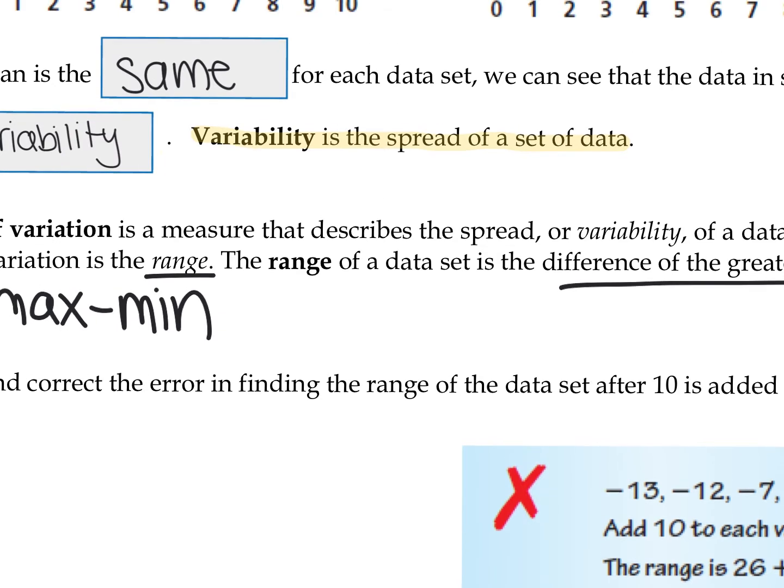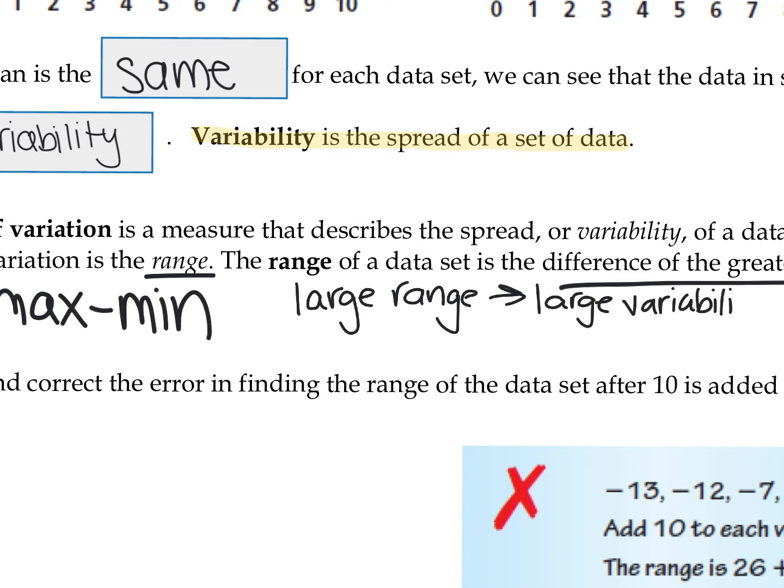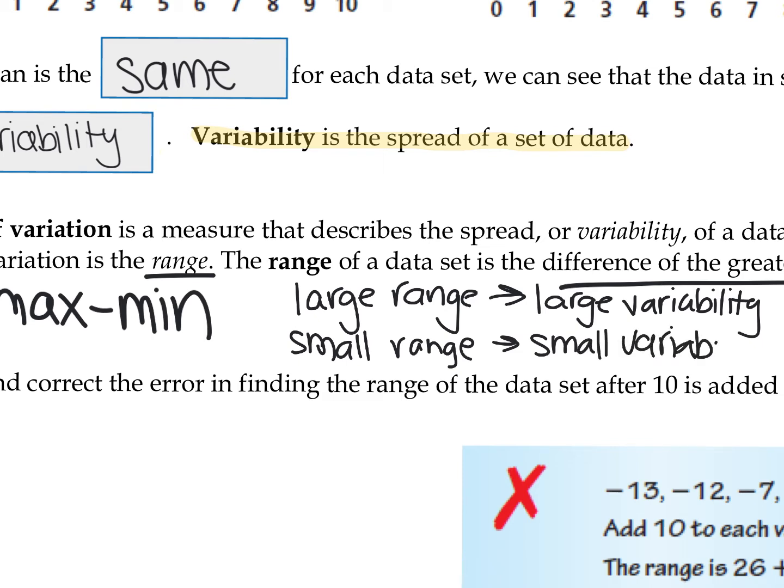So that means if the range is large, we have a large variability because there's a large difference between the maximum and the minimum. The data is really spread out. While if the range was small, that means there's not a big difference between the maximum and the minimum. They're very close together, so that will be small variability. So the data will be all close together.